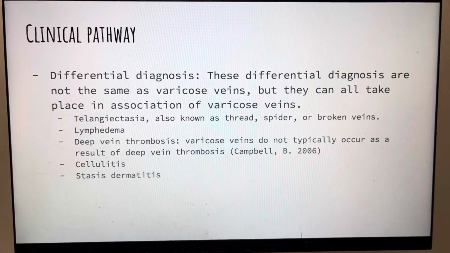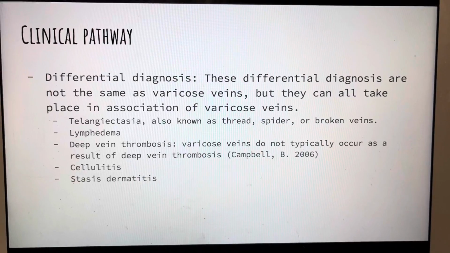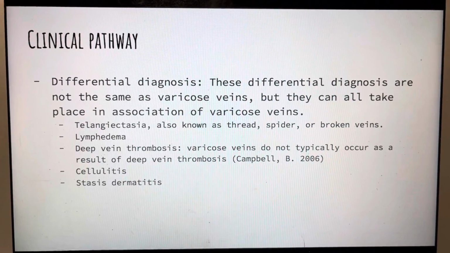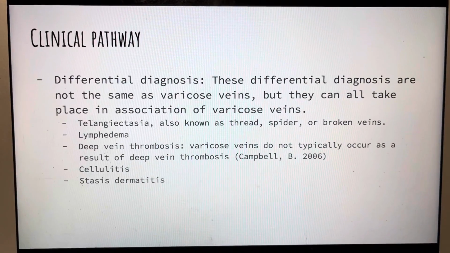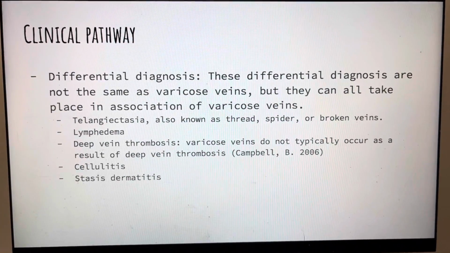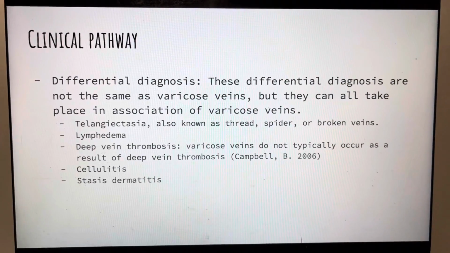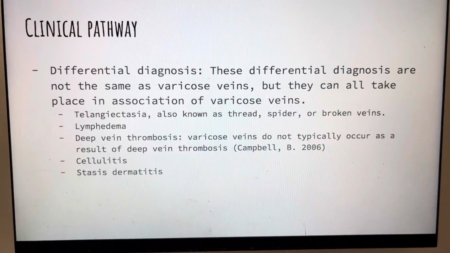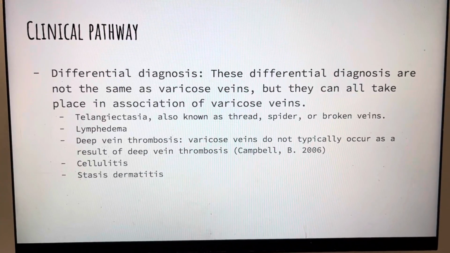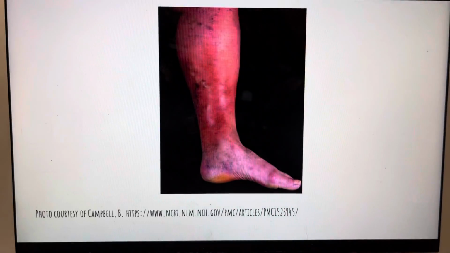Lymphedema, deep vein thrombosis. Varicose veins do not typically occur as a result of deep vein thrombosis, but deep vein thrombosis may occur with varicose veins. Cellulitis and stasis dermatitis. Those are all things that could be differential diagnoses of varicose veins.